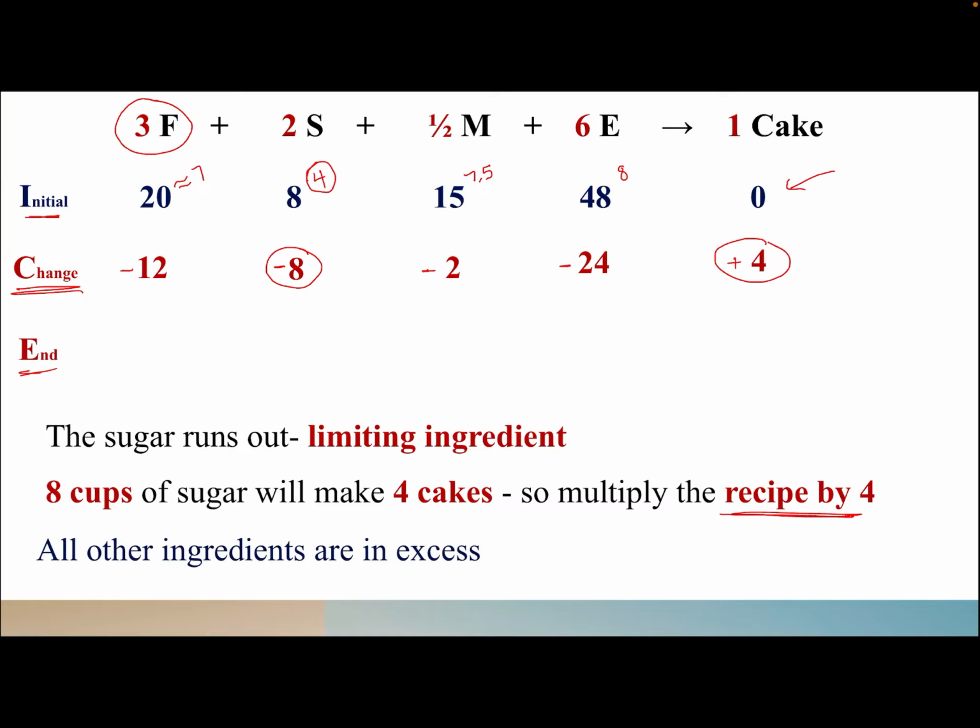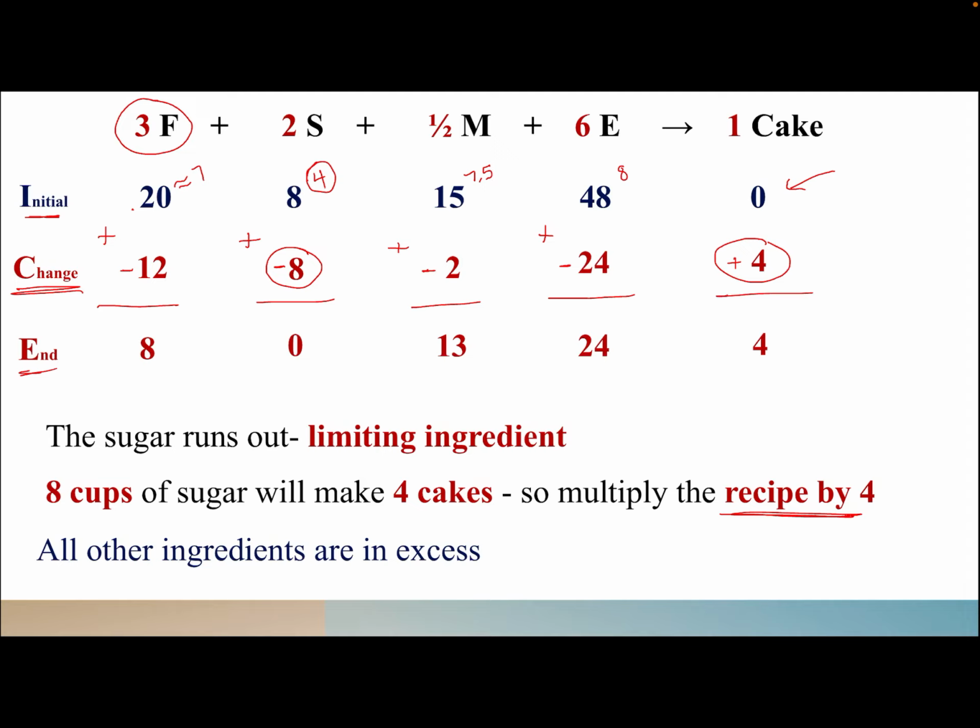But we are going to go through and add together. So 20 plus a negative 12, right? We're just essentially going, this line plus this line. 20 plus negative 12 gives us 8. 8 plus a negative 8 gives us 0. 15 plus a negative 2 gives us 13. 48 plus a negative 24 gives us 24. And then 0 plus 4 gives us 4.